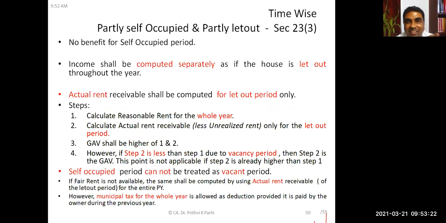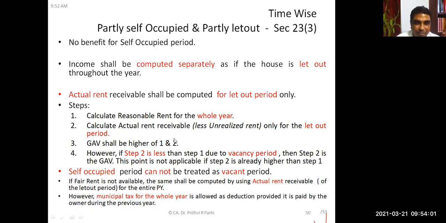If it is time wise, then there will be no benefit for the self-occupied period. Income shall be computed as if the house is let out throughout the year. But actual rent received shall be only for the let out period only. So how will we calculate? First, calculate the reasonable rent for the whole year. Then calculate the actual rent received or receivable for the let out period.